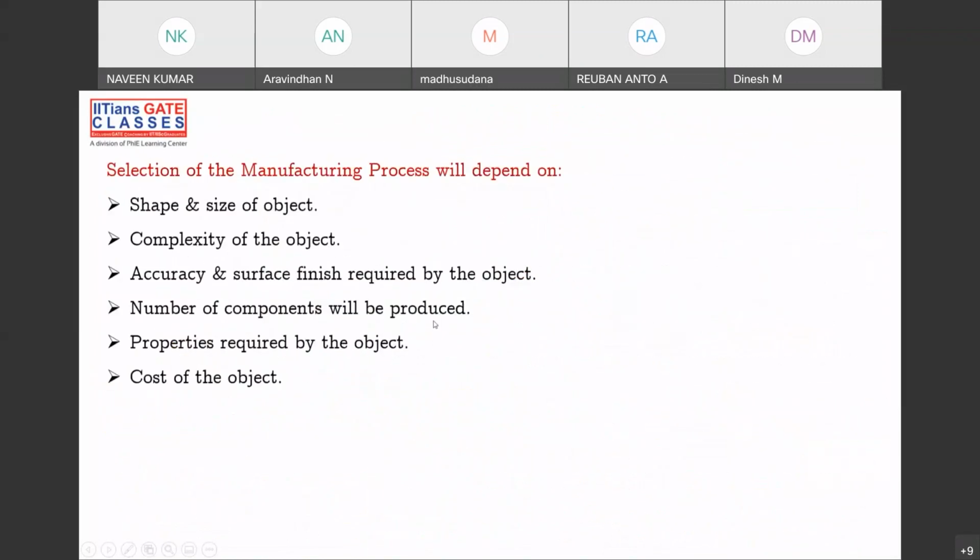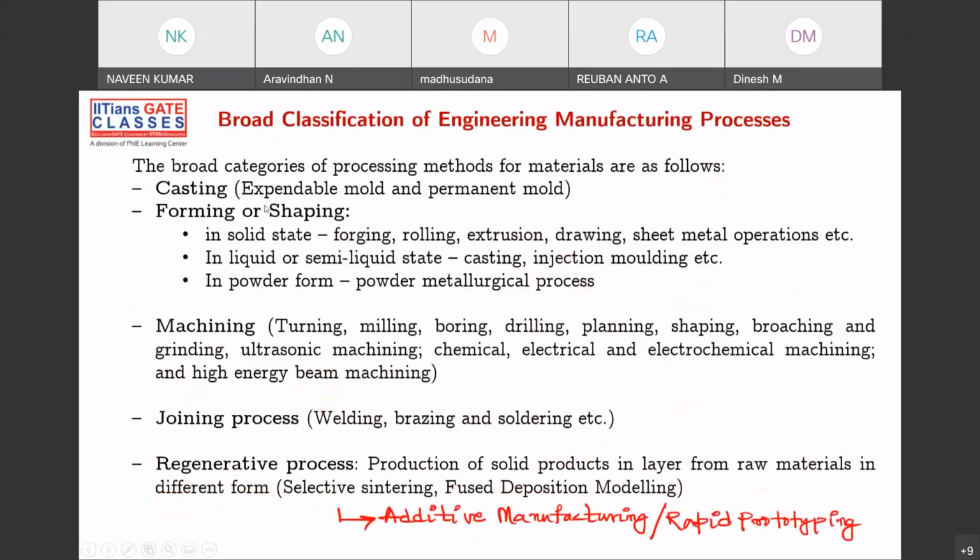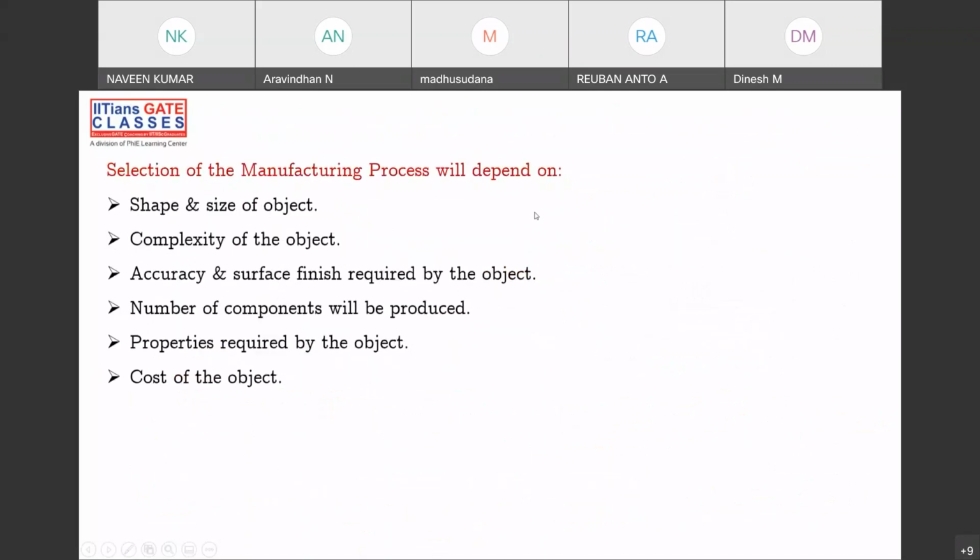So how do you select the process of manufacturing? There are so many manufacturing processes here: casting, forming, shaping, machining, joining process, regenerative. An object can be manufactured in so many ways, right? So how do you select the manufacturing process? These are some of the parameters you can look into.